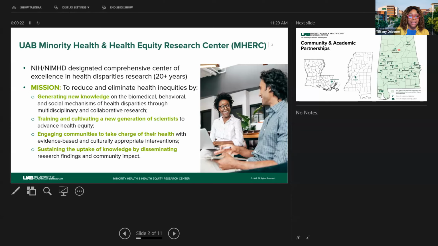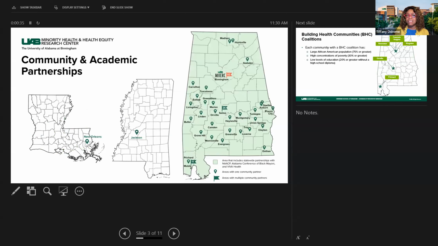But now that we do have our slides, this gives you a quick overview, and this is what I was sharing with you earlier about our mission and the different pillars within. But the strength of our department is the diverse network of community and academic partnerships that we have been able to establish over the years.